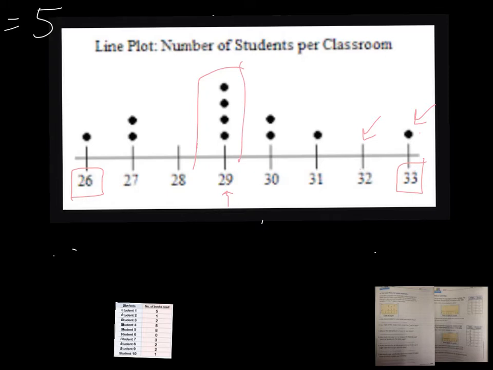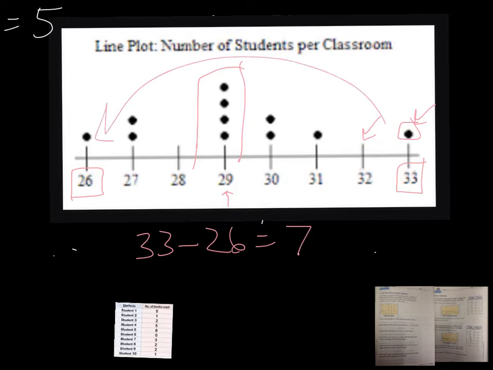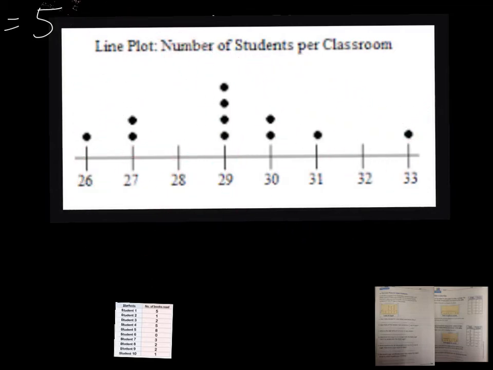If I asked what's the difference between the highest number and the smallest number of students, you would take 33 and minus 26 to get 7. That's the difference between the highest and the lowest. Don't take 4 minus 1, because that is not what we're asking. We want to know the difference between the highest number and the lowest number of students. So that's why it's helpful to use a line plot.